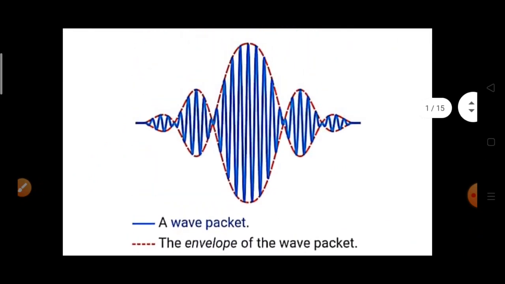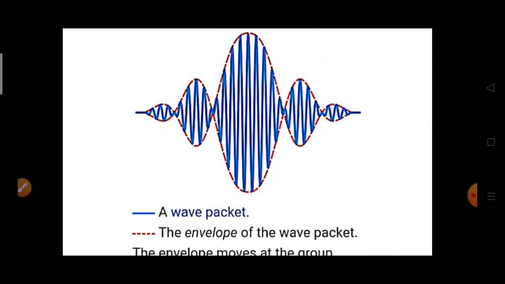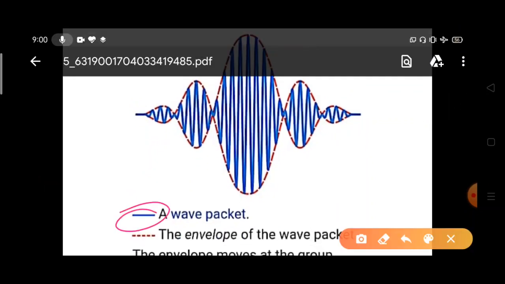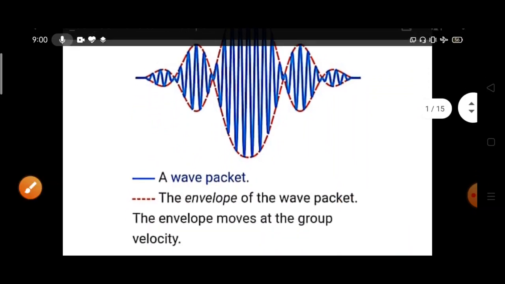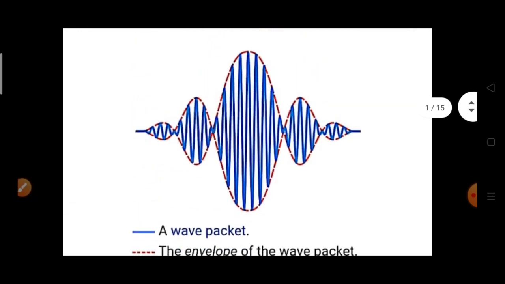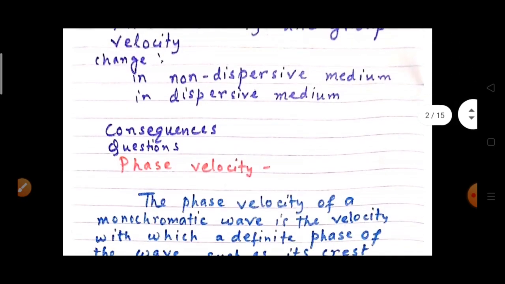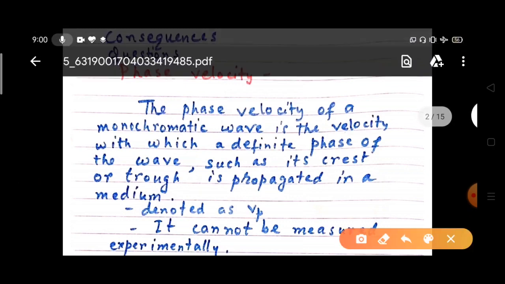Now, in the case of a wave packet, we usually hear the terms group velocity and phase velocity. This is the wave packet, denoted by the blue line, and this is the envelope, denoted by the dotted line. Why am I showing you that? Because the group velocity and phase velocity are directly related to the diagram. From the name, phase velocity, what do you understand? It is the velocity of the phase of the individual waves, the phase velocity of a monochromatic wave.